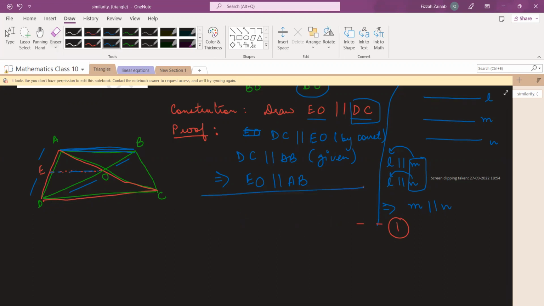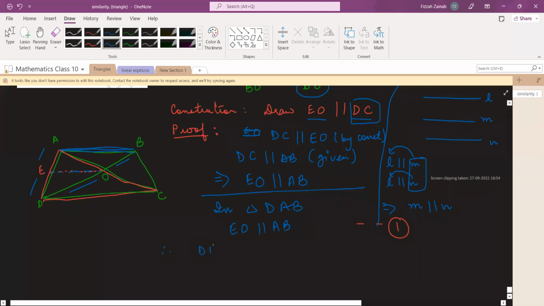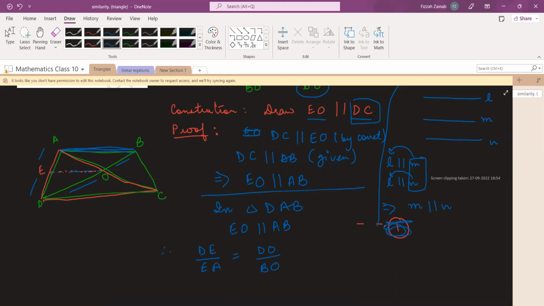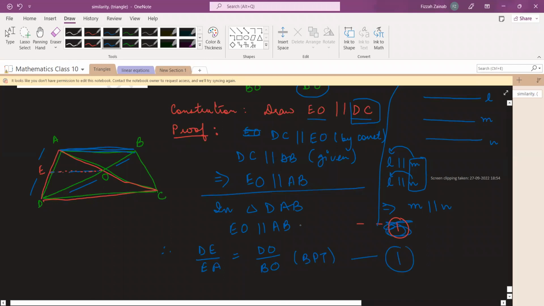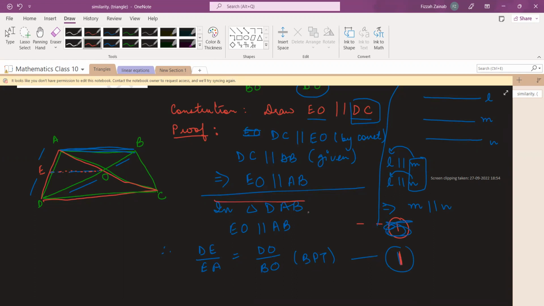So far is this clear? EO is parallel to AB, that we have proved. So we choose a triangle. So in triangle DAB, we write: EO is parallel to AB, and therefore DE upon EA is equal to DO upon BO. Clear? Now you can call it 1 by BPT. Is this understood? See, it's important which triangle you are considering. So first of all, choose a triangle and then proceed.